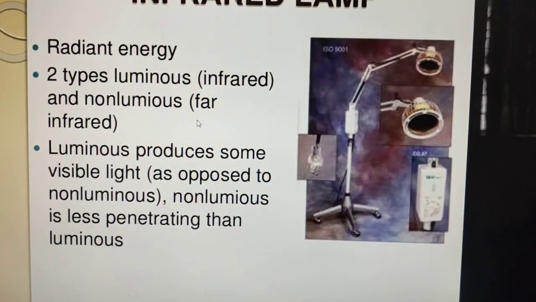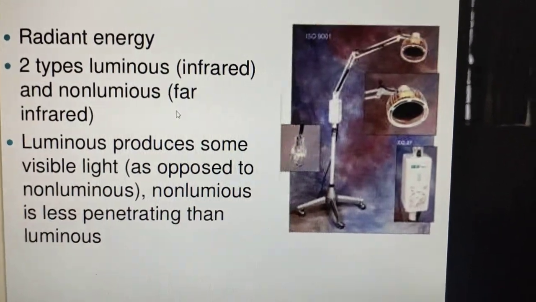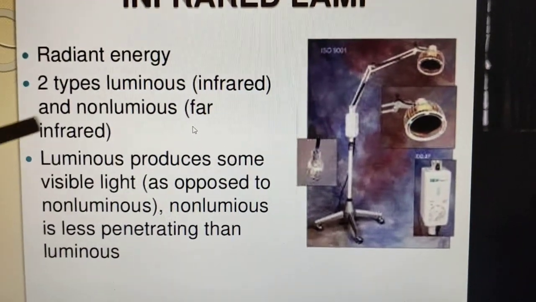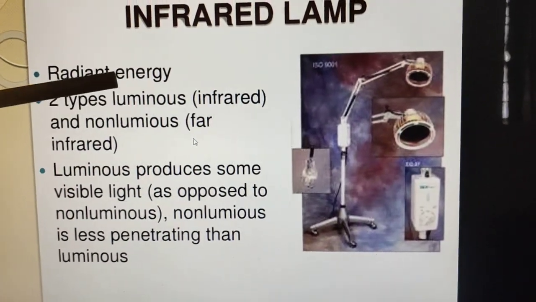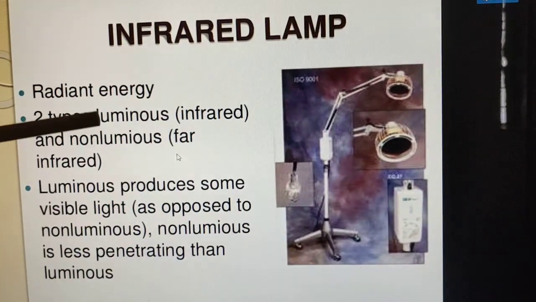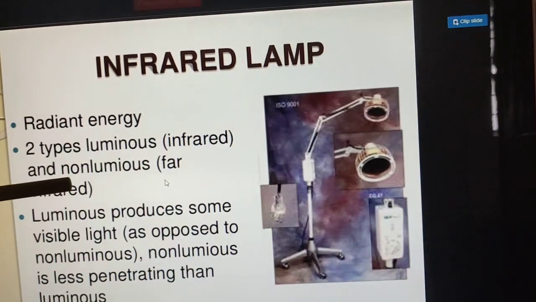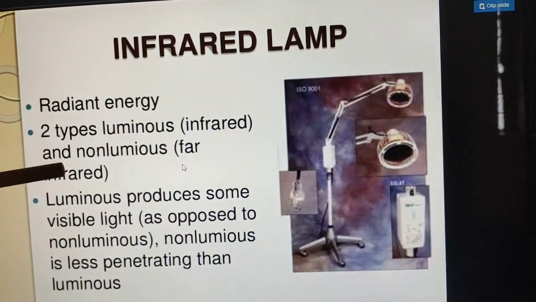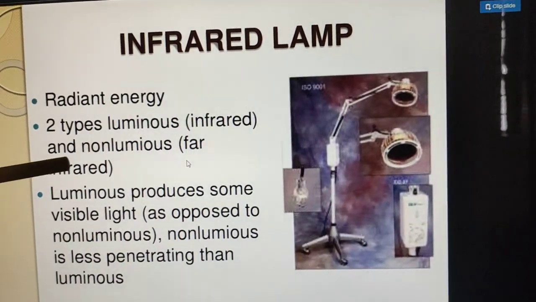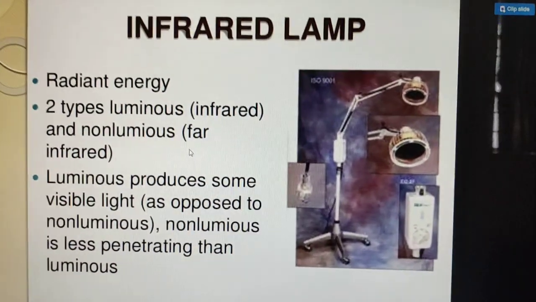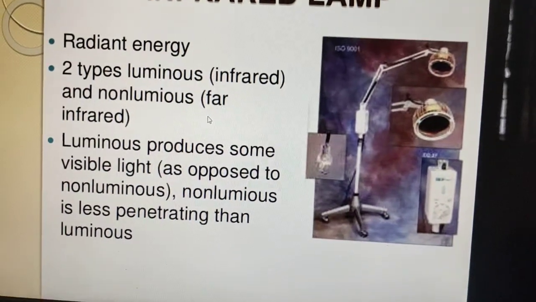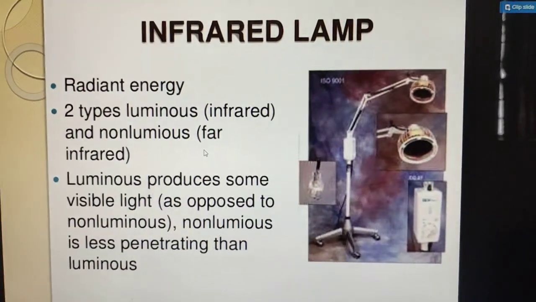Non-luminous is less penetrating than the luminous. Luminous produces some infrared rays along with the light, and it is more effective compared to the non-luminous. Non-luminous we use for a mild patient. For the severe patient we use the luminous. The patient who has severe pain, severe muscle sprain and so on, we use the luminous.